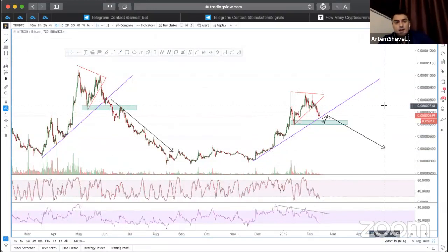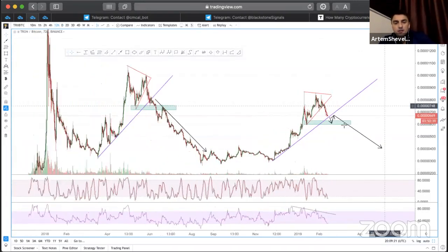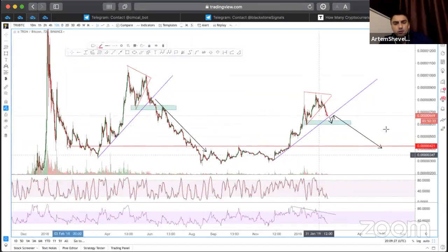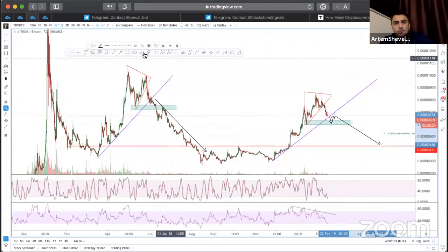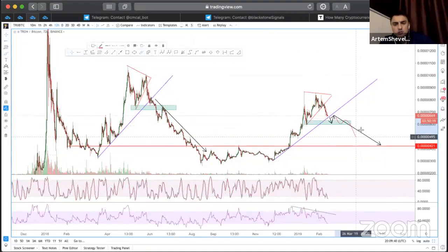So the Tron price, that's what I'm expecting from the Tron here. And I'm expecting the revisiting of level of 400 is probably a good diamond area where the price could rebound. And when the price will move in this action, it will move like this.